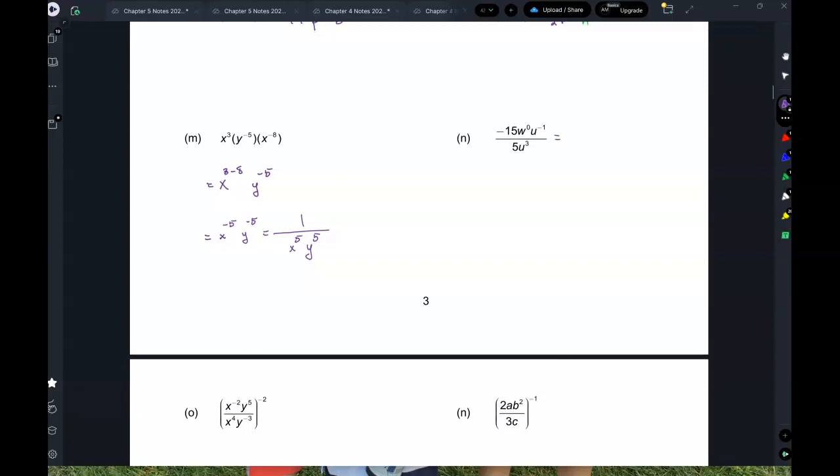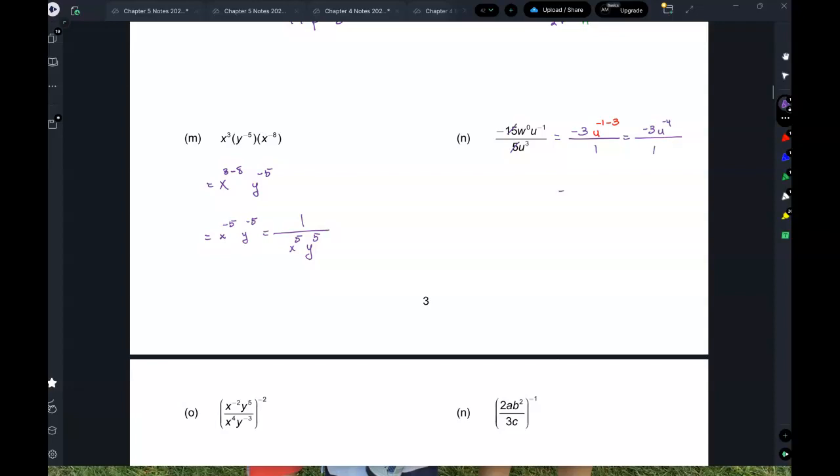Okay? Ooh, this one's fun. The negative 15 and the 5, what happens? How much? Negative 3. Okay, what happens to the w? It's a 1, so ignore it. Now I got a u. U minus 1 minus 3. So it's over 1 right now, right? So what is this? Negative 3, u to the what? Negative 4. Okay, so over 1.